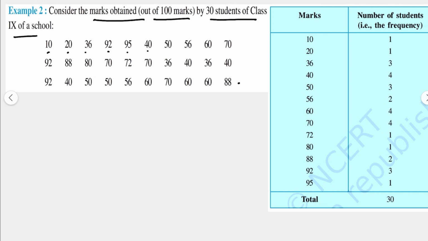Like you can see, we have made a table here. In the first column we are writing the marks, and in the second we are writing the number of students who got that particular marks. This is called the frequency.